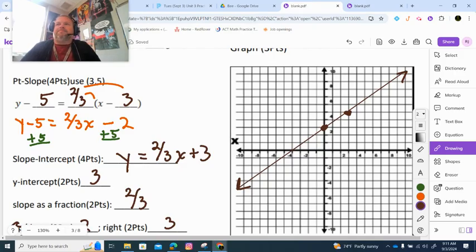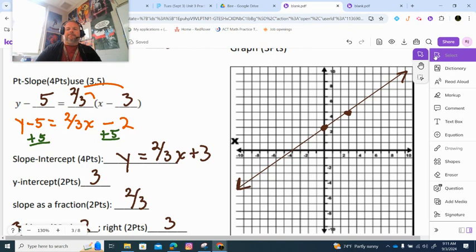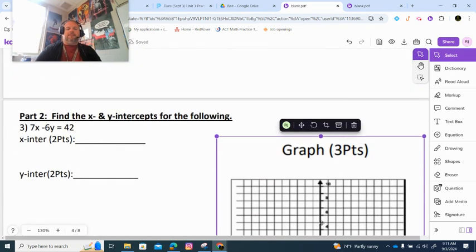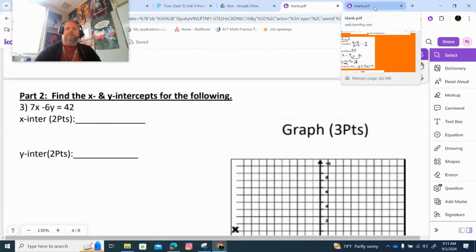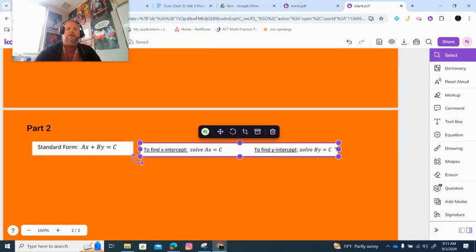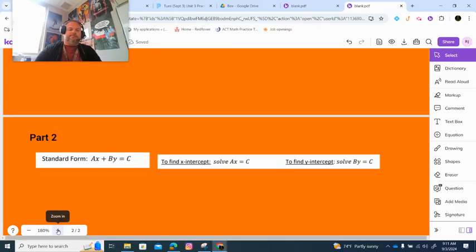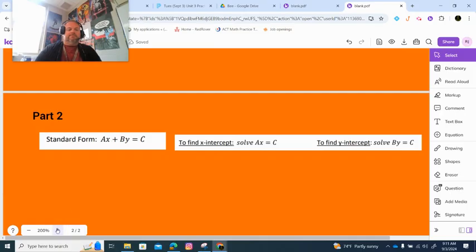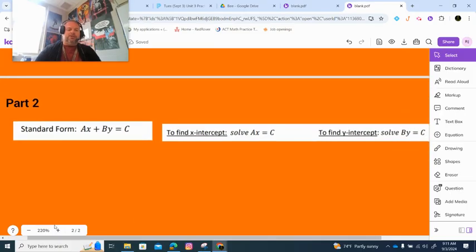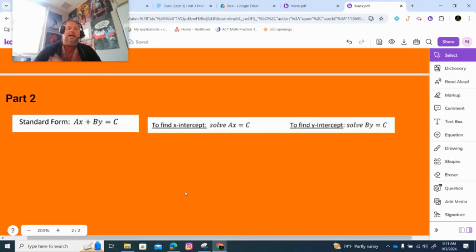All right. So is everybody okay with part 1, numbers 1 and 2? Yes. Okay. All right. Part 2. So, part 2, on my orange sheet, I just wrote this.